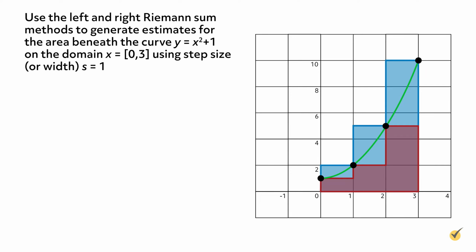What if, instead of measuring area with rectangles, we connect the dots between steps to form trapezoids? Continuing with our initial function and domain, this is what those trapezoids would look like. What a drastic improvement from the left and right Riemann sums.